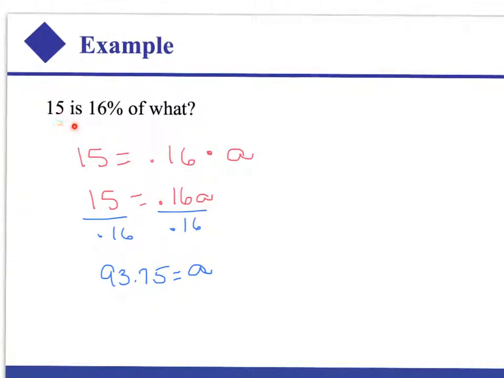Another example, 15 is 16% of what? So 15 equals 0.16 times A. You have seen this before. It's just written a little bit different. So we're going to divide both sides by 0.16. When you punch that in your calculator, you get 93.75 equals A. So 15 is 16% of 93.75. It could be $93.75.